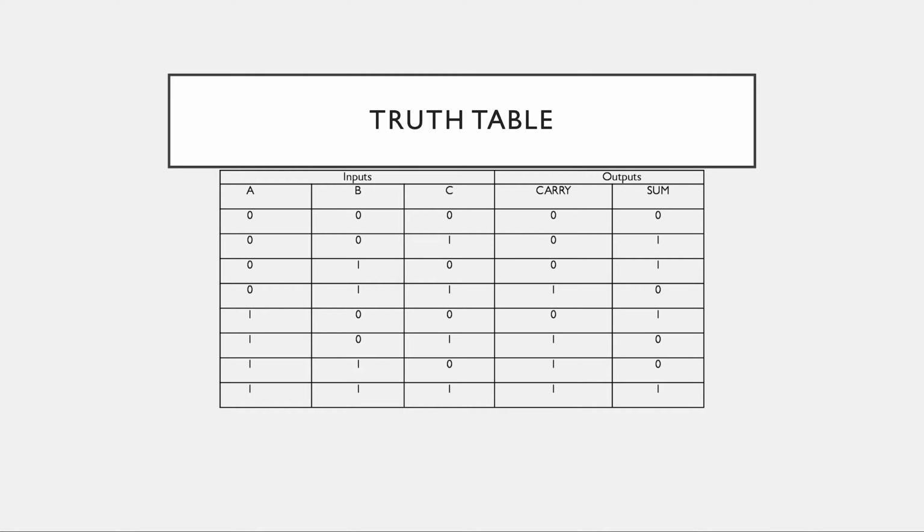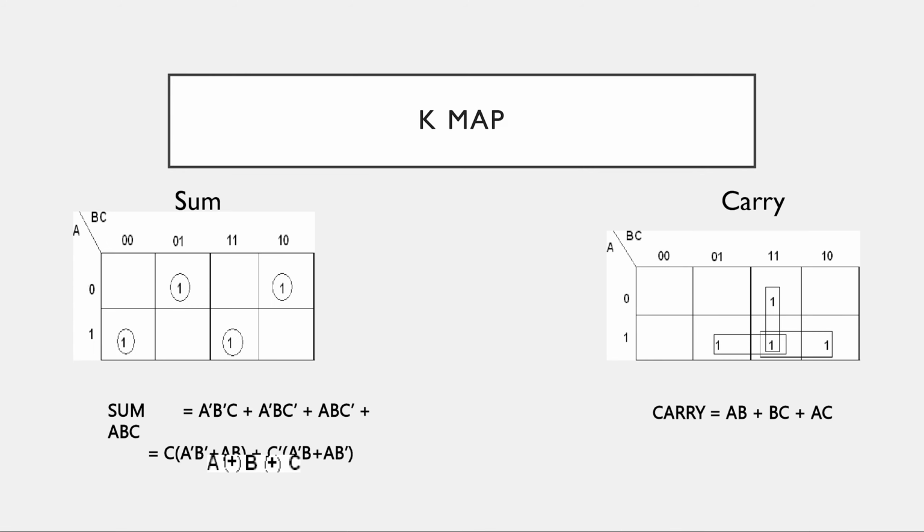When we give 1, 1 and 0, we get carry as 1 and sum as 0. When we give 1, 1, 1 for all the inputs, we get carry as 1 and sum as 1. Here's the K-map for full adder.